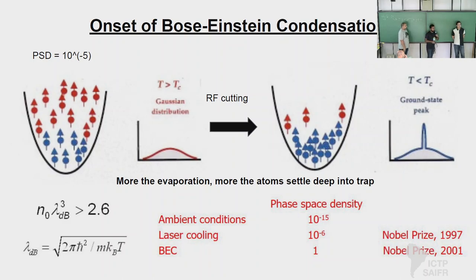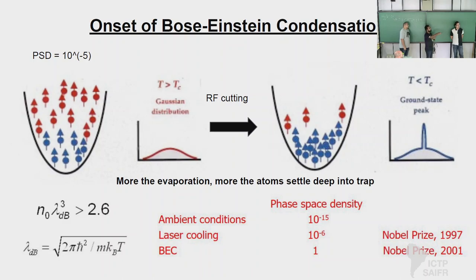So that's the idea. When you are not doing any Doppler cooling, at ambient temperature, the phase space density is 10 to the power minus 15. If you do the Doppler cooling, you can have a 10 to the power minus 6 phase space density. That's not enough. And if you do further evaporative cooling, then you will end up with a phase space density of 1. That's the onset of Bose-Einstein condensate.